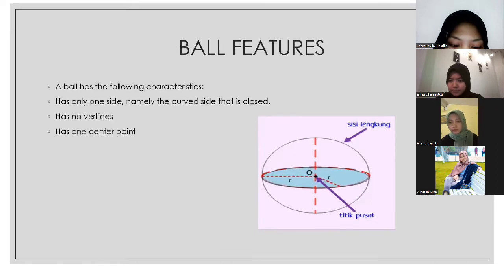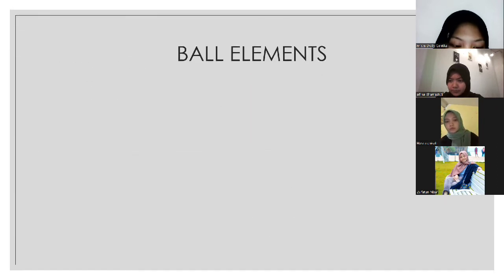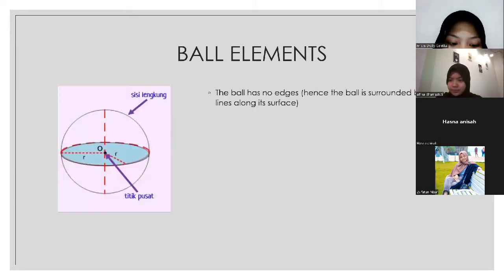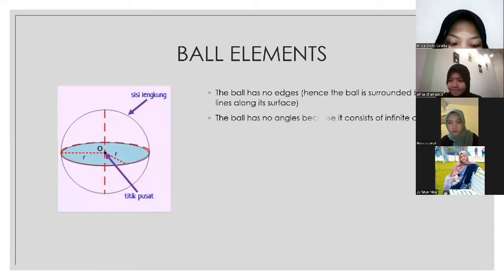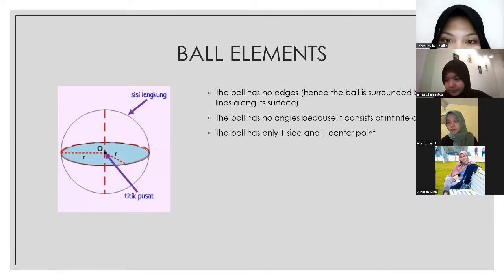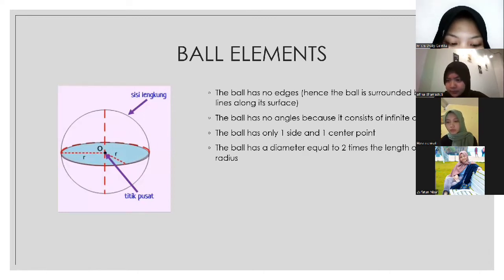Next, we enter the elements of the sphere. The ball has the following elements. Number one, the ball has no edges. And number two, the ball has no angles because it consists of infinite circles. And number three, the ball has only one side and one center point. And number four, the ball has a diameter equal to 2 times the length of the radius. And number five, the ball has one closed curved side.